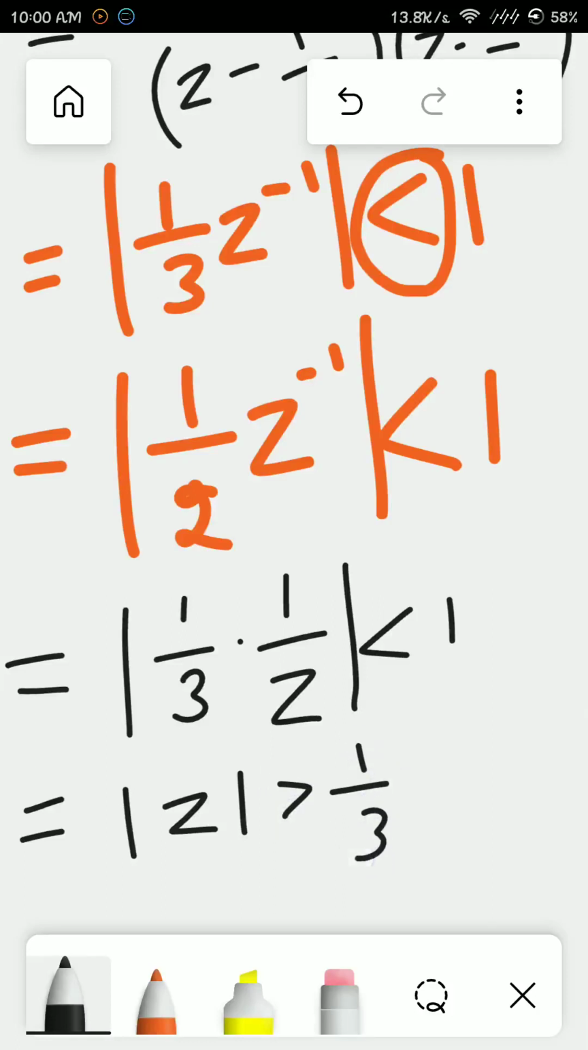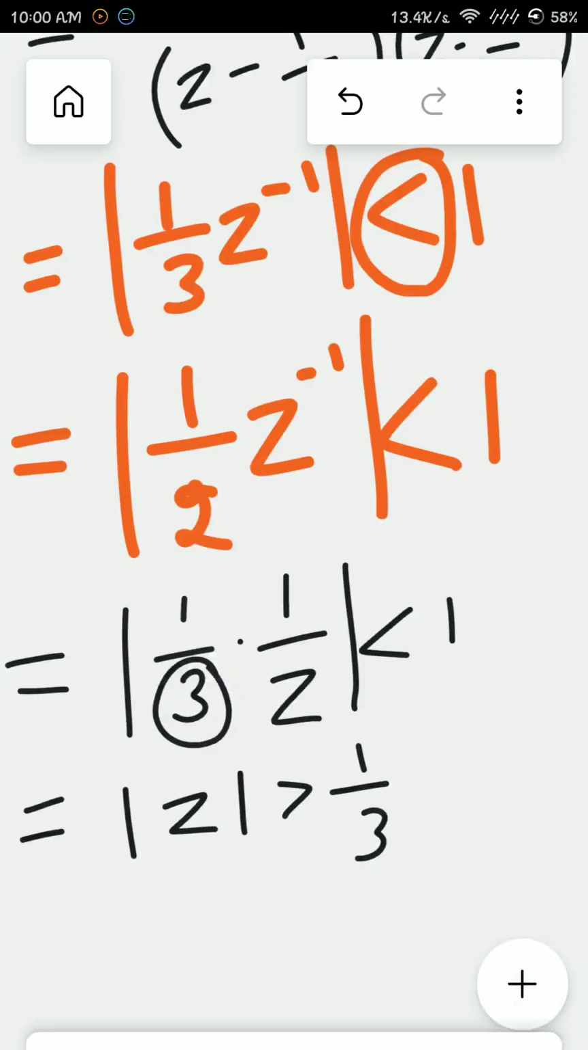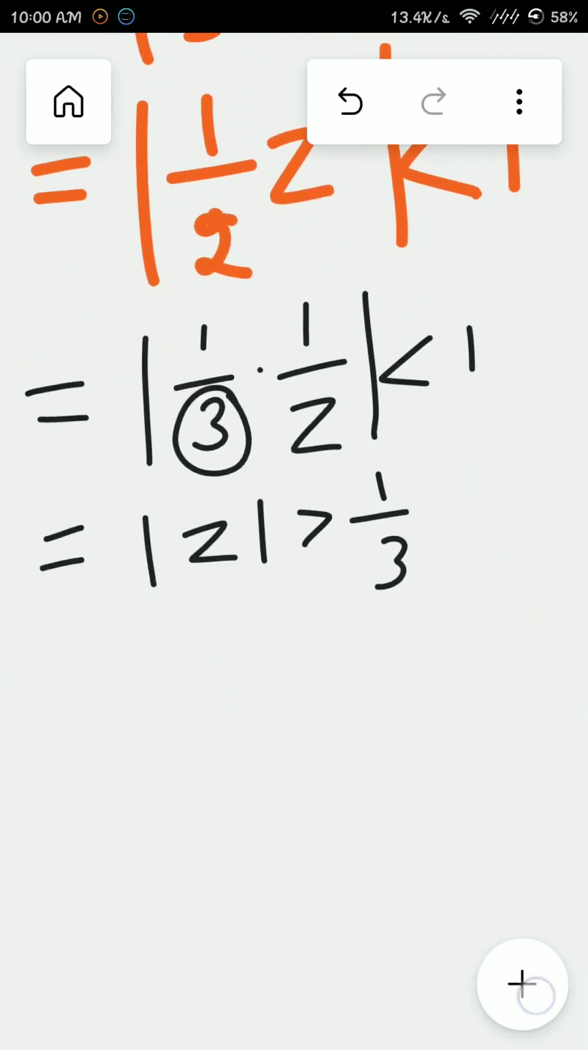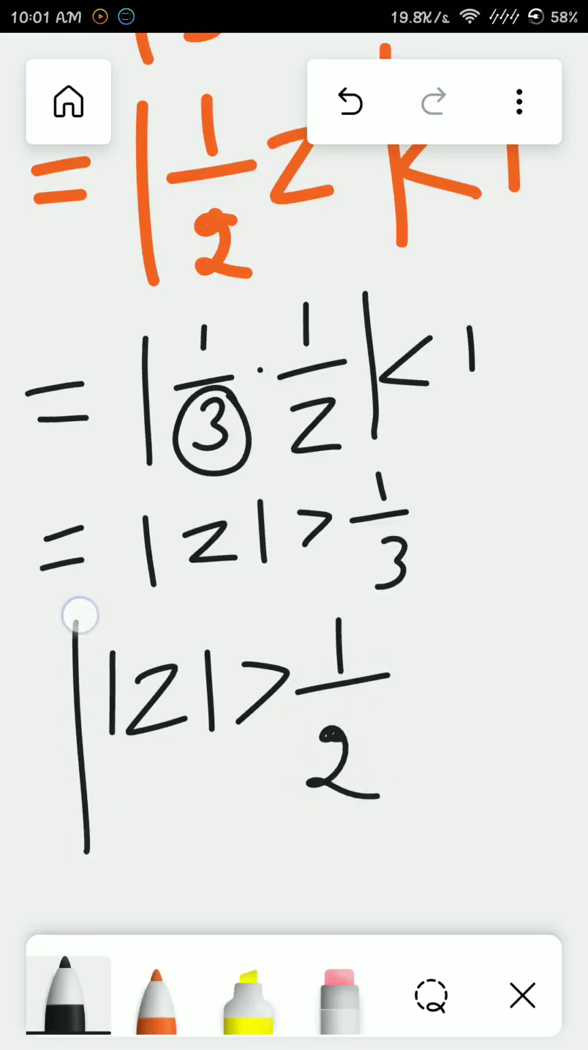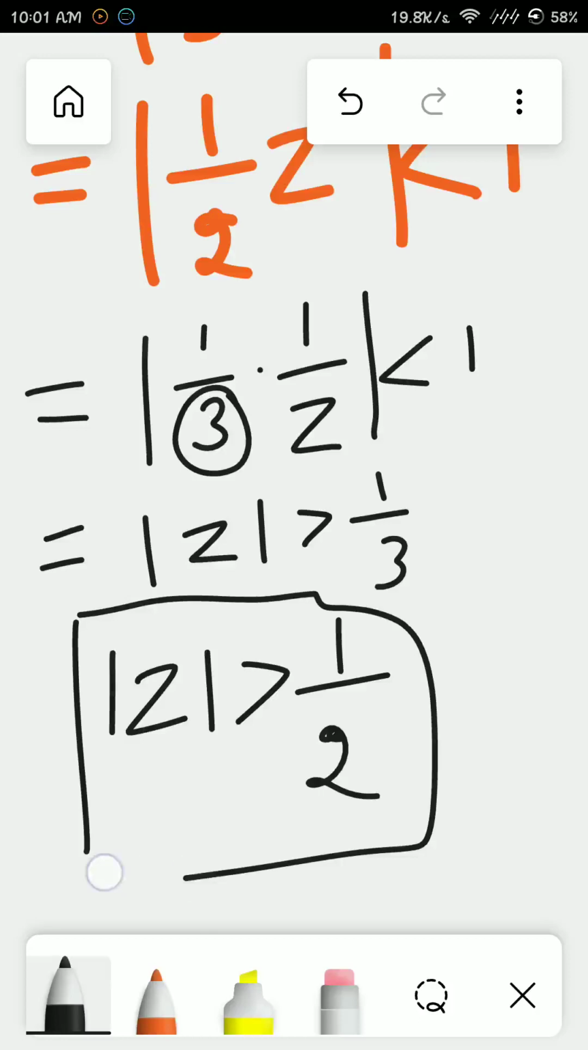If you consider the 1 by 3 z inverse, you get 1 by 3 into 1 by z, whole modulus lesser than 1, or I can say that your z modulus is greater than 1 by 3. And for the second one also it is the same. Here instead of 3 you write it as 2, and then you are going to get z modulus greater than 1 by 2. So now this particular one will be your ROC, that is region of convergence.